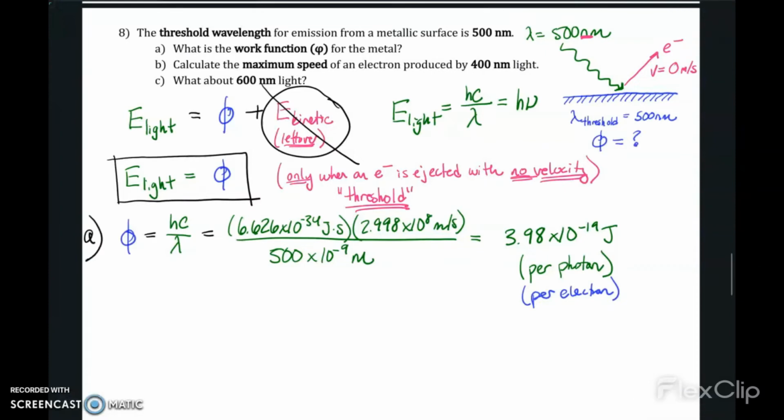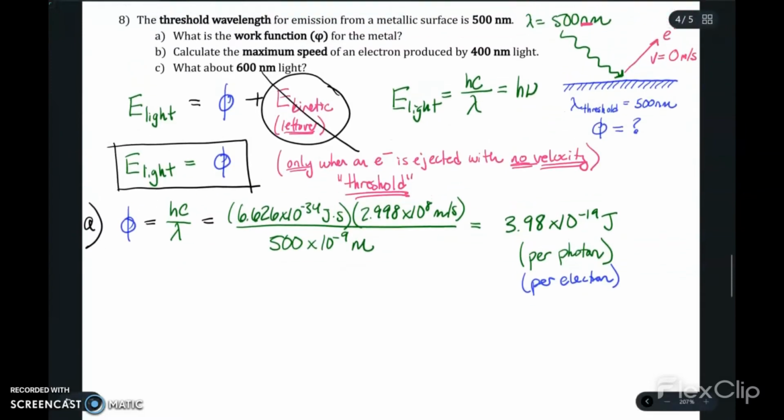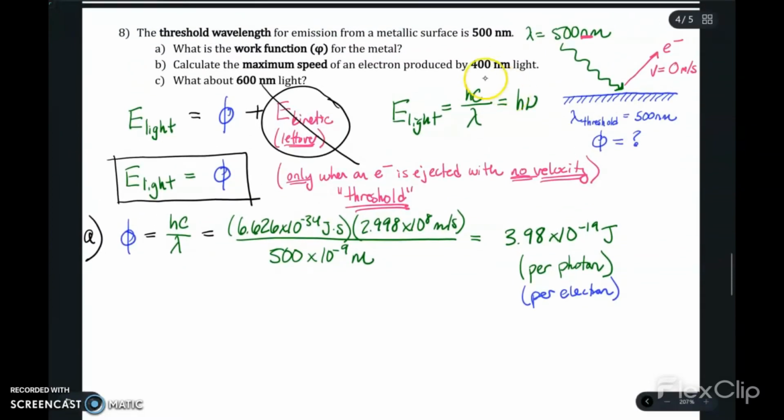So now part B, it says calculate the maximum speed of an electron produced by 400 nanometers of light. So this is basically saying, okay, what if you change the light coming in to be 400 nanometers? Thinking about this conceptually, note that if we go to a shorter wavelength, right, 400 nanometers is shorter than 500 nanometers, that means we're going to have more energy in the light.